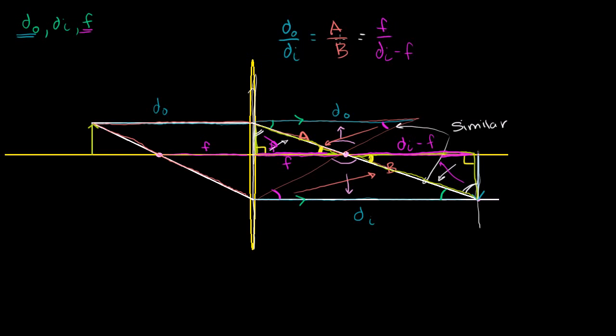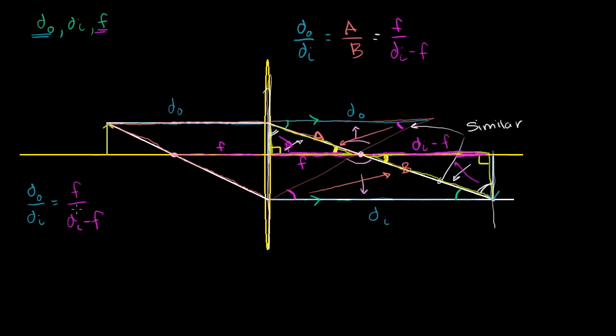And now we just have to do a little bit of algebra. If this is equal to this and this is equal to that, then this blue thing has to be equal to this magenta thing. So let's do that. So we got d naught, or d0, I guess we call it, to di is equal to the ratio of the focal length to the image distance minus the focal length. And now here we just have to do some algebra.